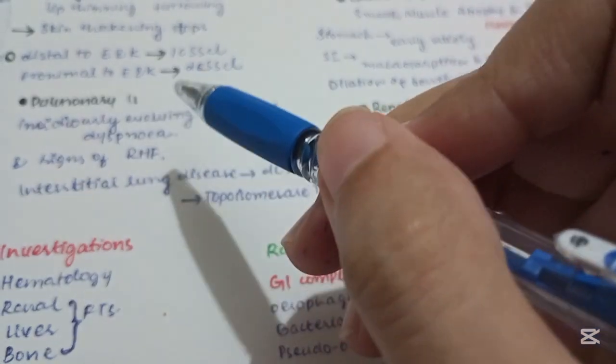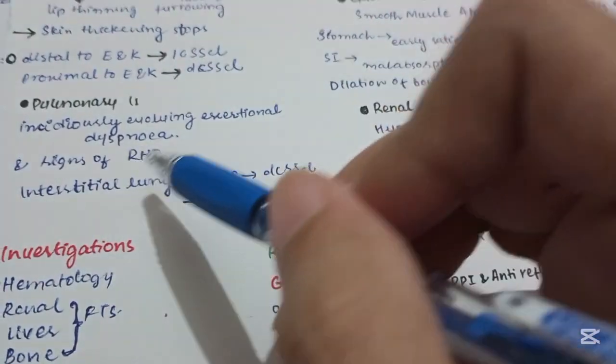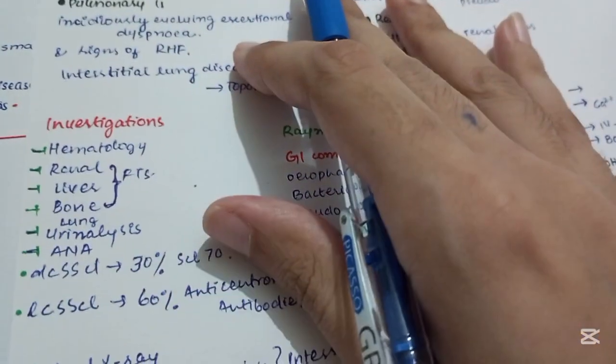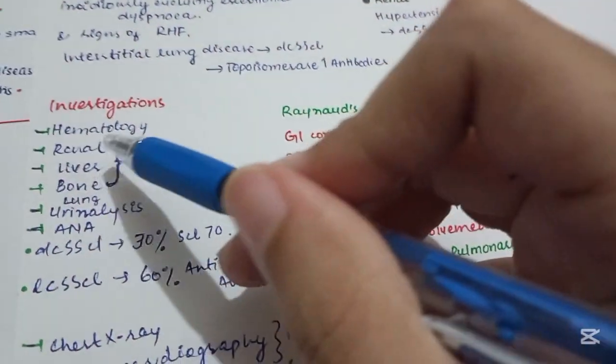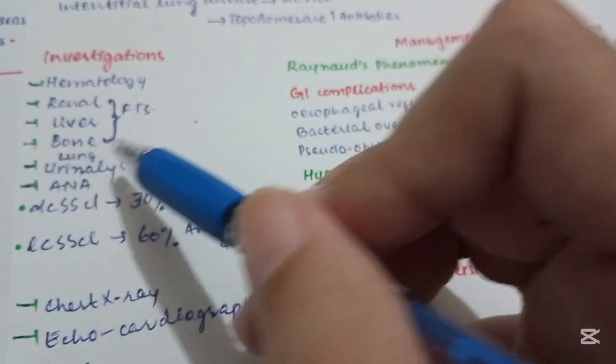In the case of pulmonary involvement, insidiously evolving exertional dyspnea is present, and signs of right heart failure can also occur. Now let's deal with the investigation. So we are going to investigate hematology, RFTs, LFTs, BFTs and lung function tests. Urine analysis is also done. ANAs, antibodies are also checked.